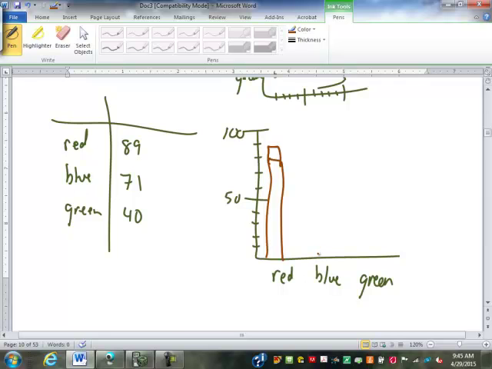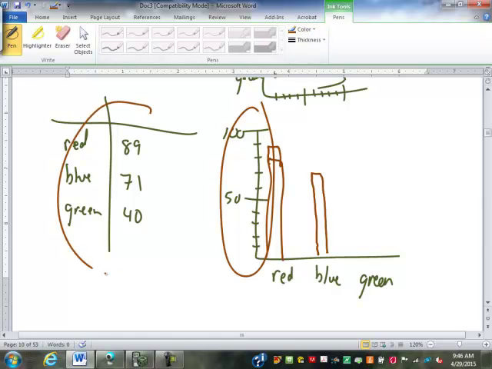Same for the blue. Go 71. It goes at 70, 71, 72. Getting the exact number is almost impossible there. So the larger the numbers get, the more spread out the scale is going to be. So that's harder to get exact numbers. But that is a very good question.